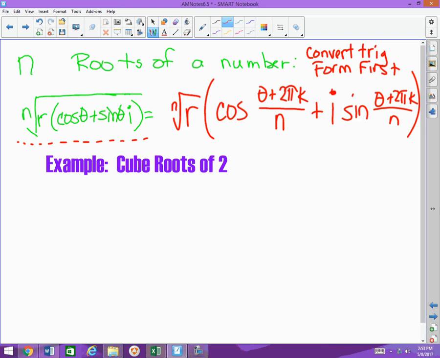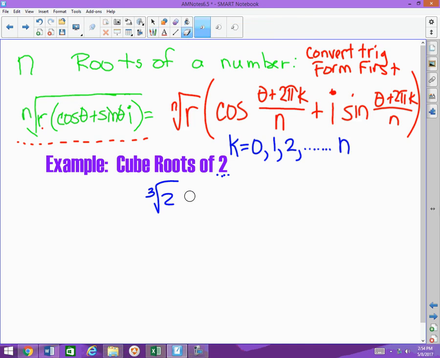Now, in that formula, you've got the r and the theta and the n, which is the root. But here we have this value of k. Well, the value of k takes on all the values from 0, 1, 2, and so on to however many roots you're dealing with. So if you're trying to find the cube roots of 2, the value of 2 is our value, and we want to take the cube roots of 2.